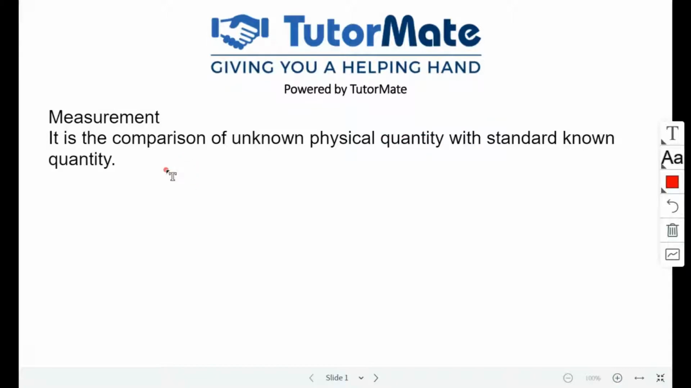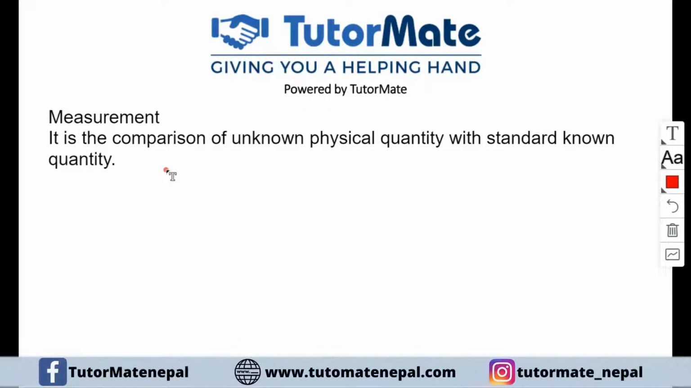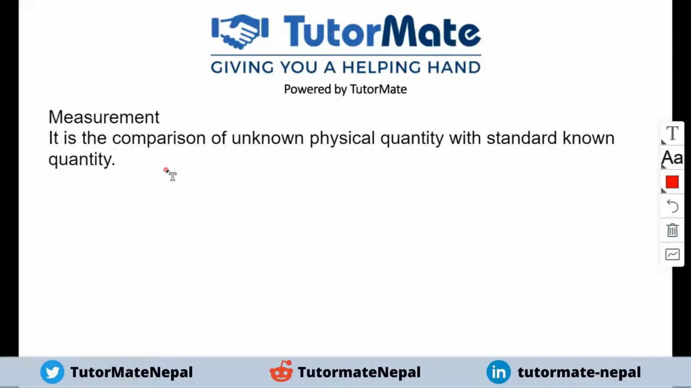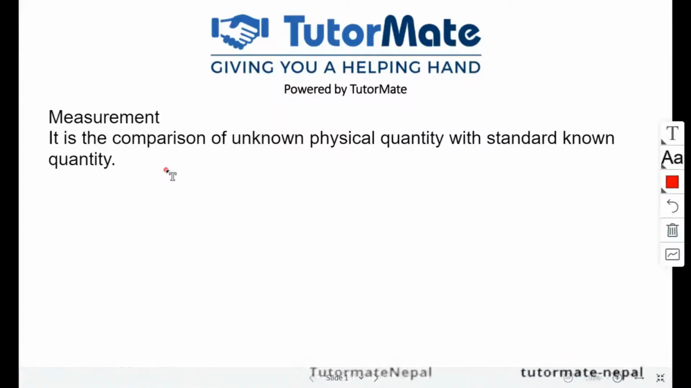So, can you tell me, can we measure anger? No, we cannot, because it is not a physical quantity, so we cannot measure anger. Can we measure the intensity of light, or you can say the brightness of the light? Yeah, we can measure that.